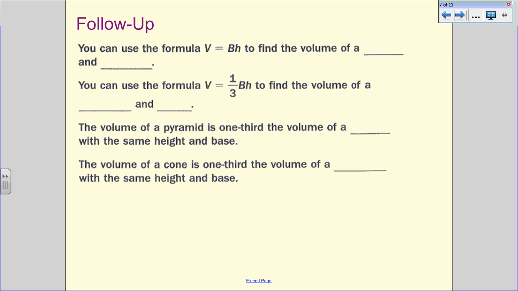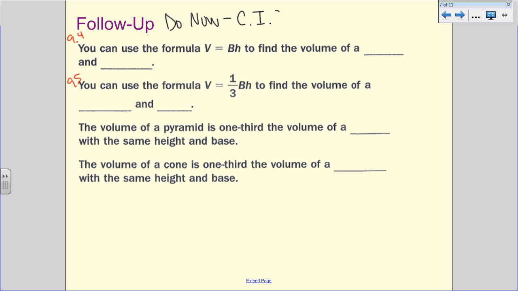So your follow-up. You can use the formula V equals base times height to find the volume of a blank and a blank. So you need to look back at lesson 9.4 to figure out what goes there. This is going to be here from 9.5. You can use the formula V equals 1/3 area of the base times height to find the volume of a blank and a blank. The volume of a pyramid is 1/3 the volume of a blank with the same height and base. And the volume of a cone is 1/3 the volume of a blank with the same height and base. So I'm excited to see what you guys do for these. So you're going to do now.